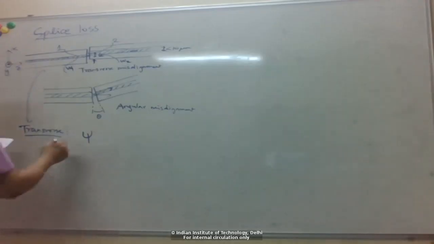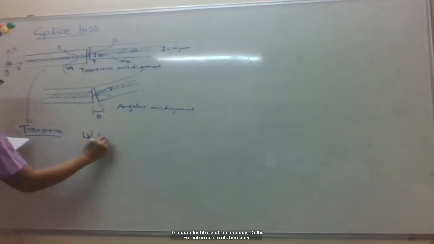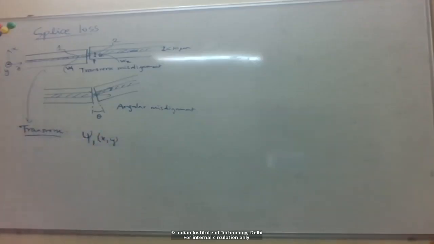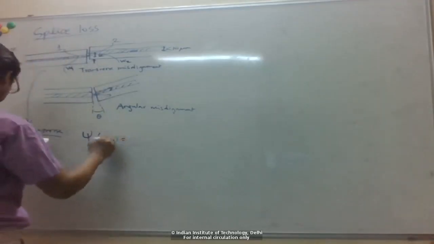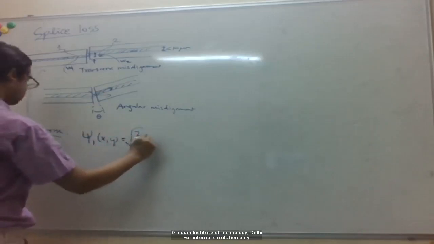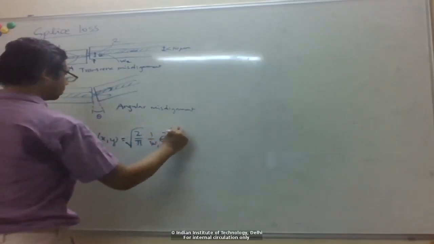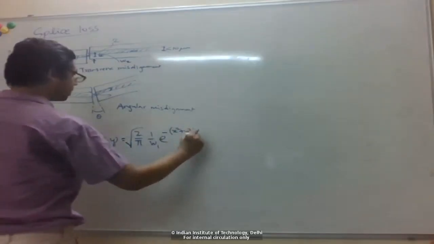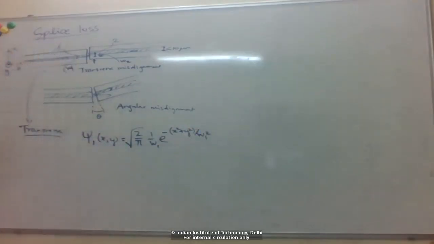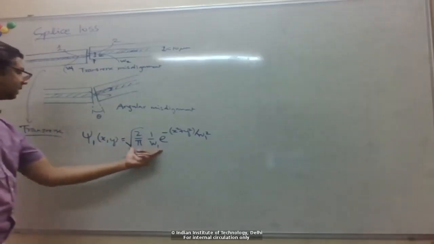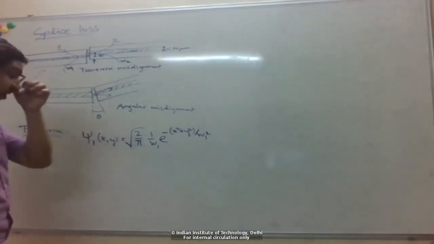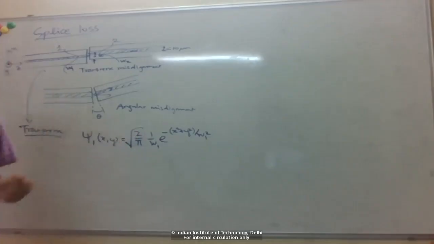Okay, so then the mode in fiber 1, it's easier to do this in Cartesian coordinates, because the misalignment is happening in one particular Cartesian direction. So the mode in fiber 1 we write as, again, this Gaussian function. So r square we write as x square plus y square. Spot size is w1. And this is normalized such that the integral of psi square over the xy plane is 1.